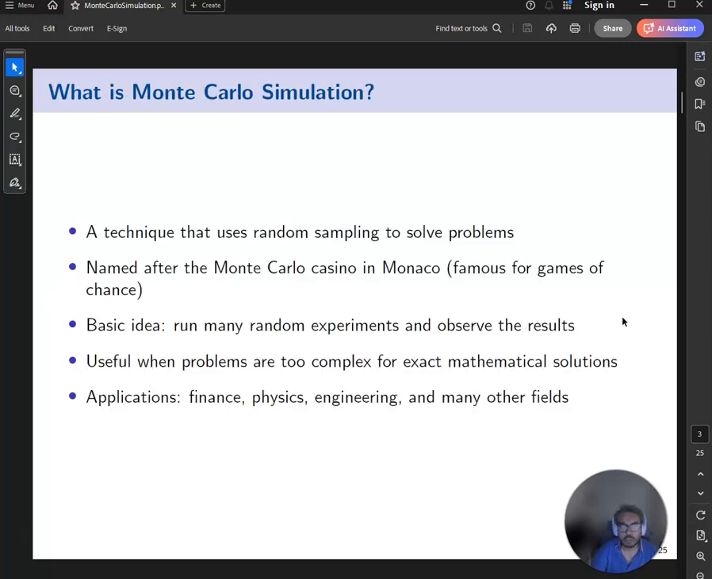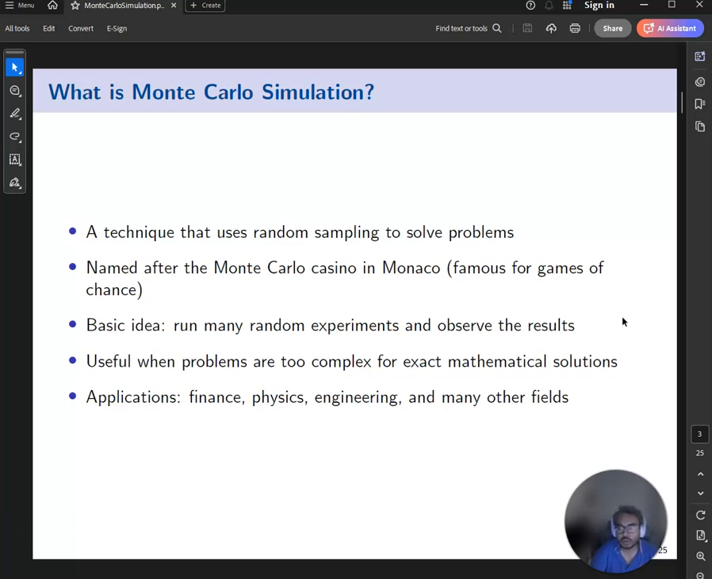Monte Carlo simulation is named after the famous Monte Carlo casino in Monaco. There is a very colorful history there, which is a topic for a different conversation. But the idea here is this. Just like gambling relies on chance, this method uses random sampling to tackle problems that would be difficult or even impossible to solve with exact mathematical formulas.